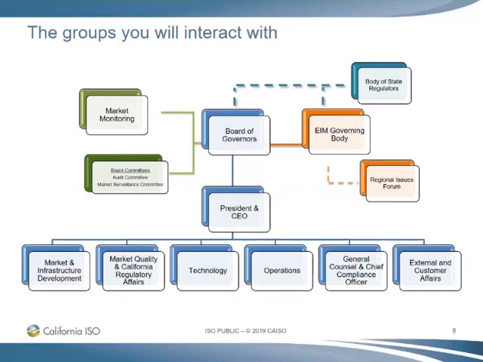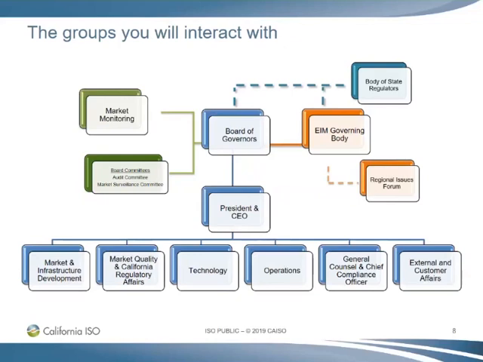Our president and CEO is Steve Berberich. The Market and Infrastructure Development Team works on market design and the development of grid infrastructure. Market Quality and California Regulatory Affairs looks at market performance and integrating renewables into the market and interacts with California regulatory agencies.